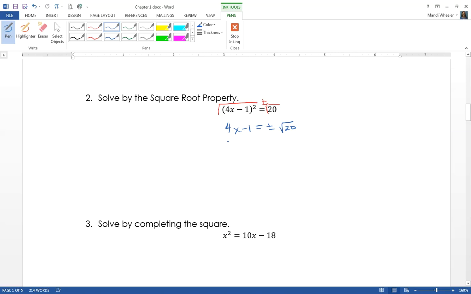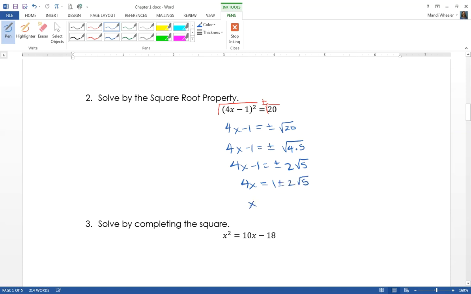We want to know what the biggest perfect square that goes into 20 is. 4, and then we've got a 5 left over. So simplify that radical. Square root of 4 is 2, and then the 5 is going to stay underneath the square root. And now we just want to solve for x. I'm going to add 1, and normally we put it on the right-hand side, but I'm actually going to put it in the front because of this plus or minus.